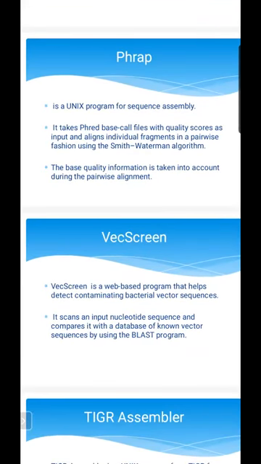Then third is VecScreen. VecScreen is a web-based program that helps detect contaminating bacterial vector sequences. It is a system that quickly finds segments of nucleic acid sequence that may be of vector origin. It helps researchers to identify and remove any segment of vector origin before they analyze or submit sequences. It scans an input nucleotide sequence and compares it with a database of known vector sequences by using the BLAST program.